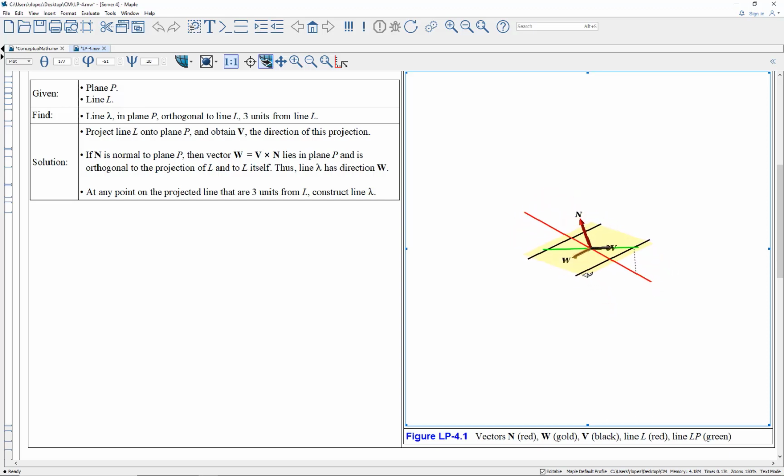That W lies in plane P, and it will be the direction of the line we're looking for, because the line that we're looking for is orthogonal to the given line. Then the distance between the line we have to find, because that line is going to lie in the plane, that black line there, is at a distance of 3 units from the given line, which is the red line. Okay?